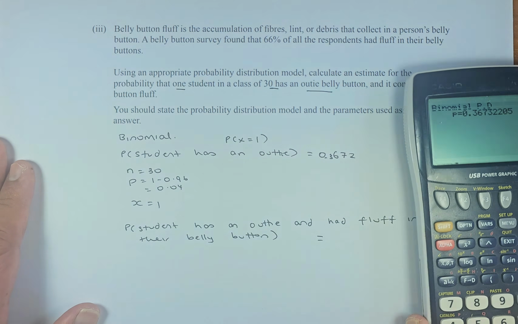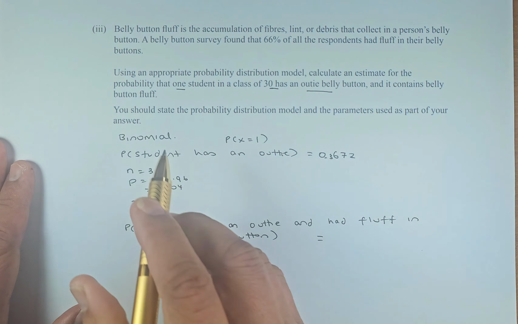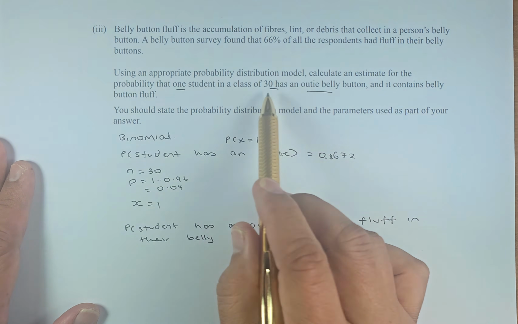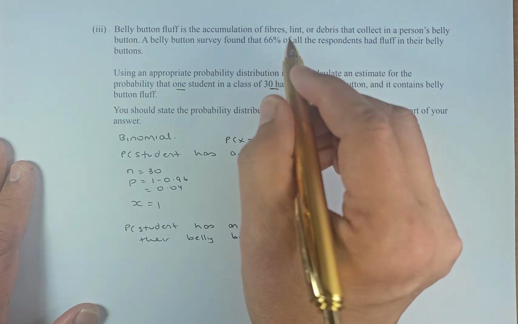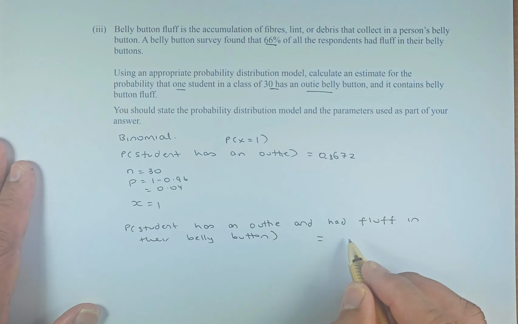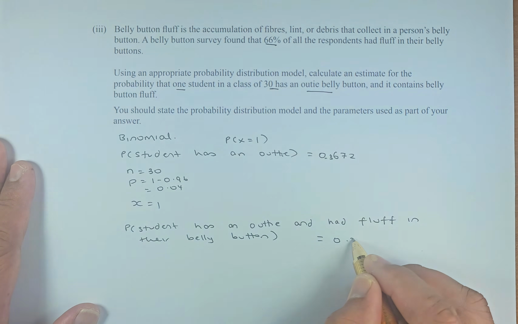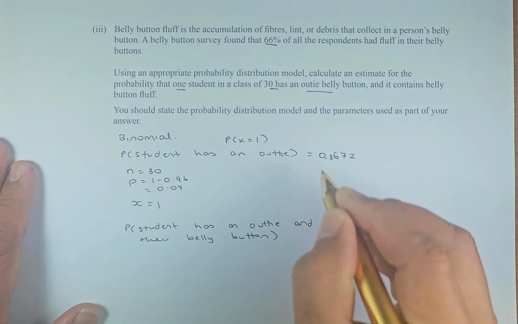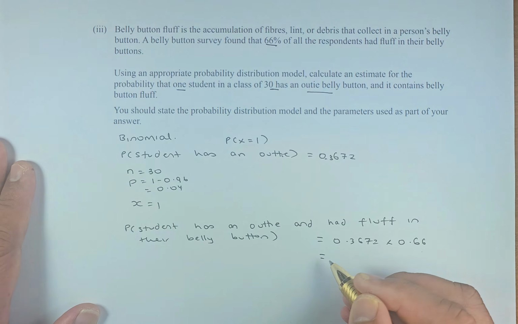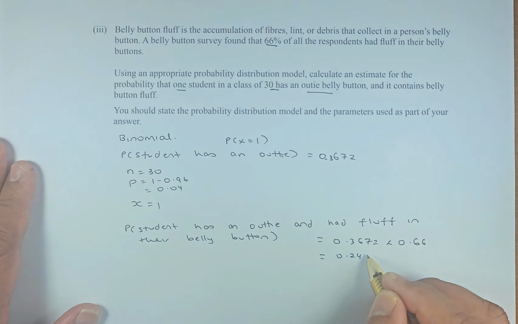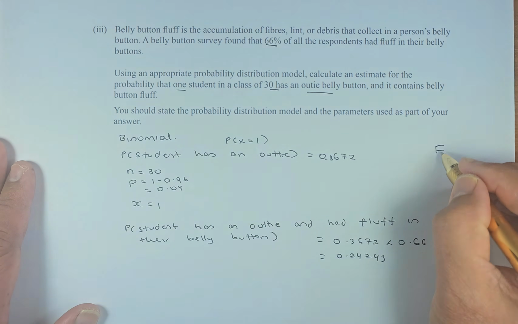Okay. So the question asks you, what is the probability that he has one outie belly button and it contains belly button fluff. So the probability of fluff is 0.66. So it's going to be this number here, 0.3672 multiplied by 66%, which is 0.66. Put it in your calculator, and I found the answer to be 0.24243. You can answer part 1, part 2, part 3, and that is an excellent for you.